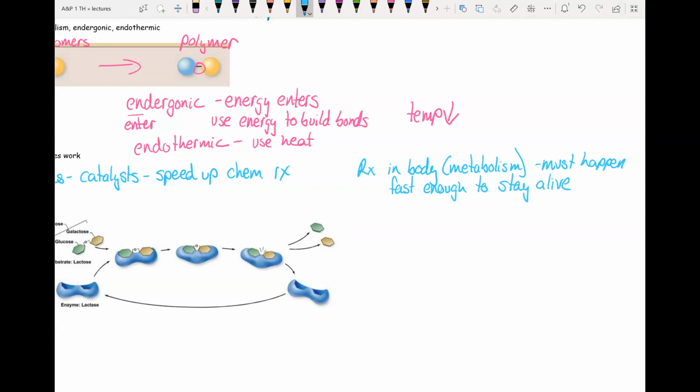So you have enzymes in your body. The enzymes make the reactions happen fast enough to keep you alive. So enzymes are proteins that your body makes. You make your own enzymes to speed up your reactions. And you rely on your enzymes to stay alive.